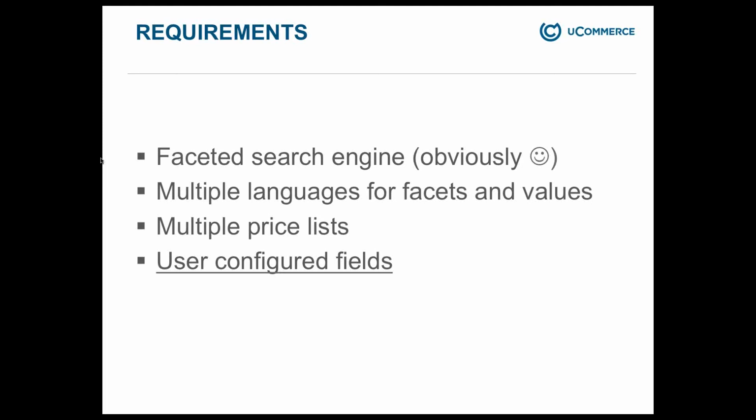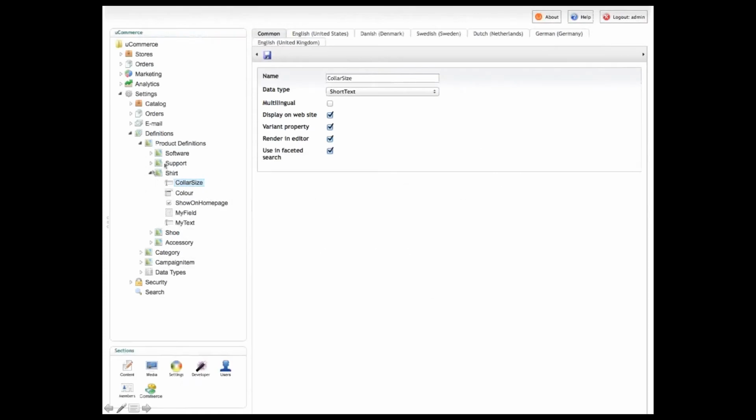And the last point here, the user configured fields, I've sort of underlined because that's really, really important. So uCommerce supports a fluid schema for products. So for any given product type, you can actually go and define new fields on that. So it looks like this. If you have a shirt here, you can go and create new fields, so color, size, and a bunch of other things.